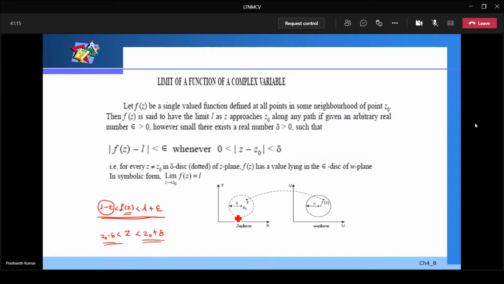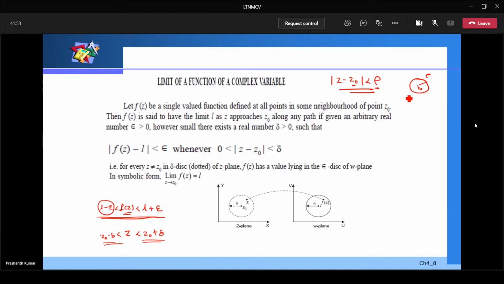Why are we taking an open disk? Because the points in the z plane, as I told you, we consider as an open disk. Mod z minus z naught is less than rho. We discussed this previously. This is a circle equation, a circle with center z naught and radius rho. Therefore, this is an open disk, z naught is the center, and the radius is rho.